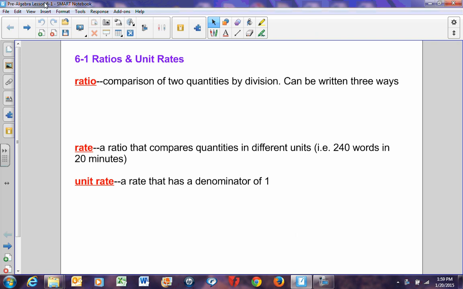Pre-algebra lesson 6-1, ratios and unit rates. Make sure you write down these vocabulary words with their definitions to be ensured that you will have them in your notes for future reference. A ratio is a comparison of two quantities by division.